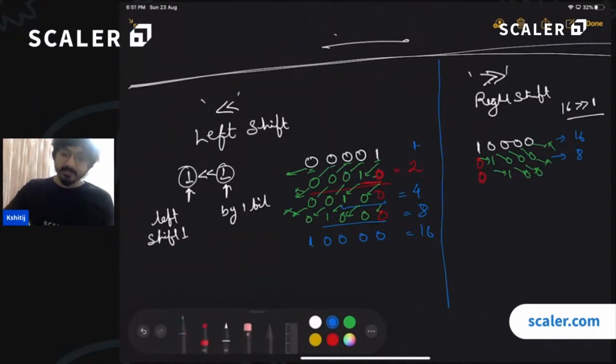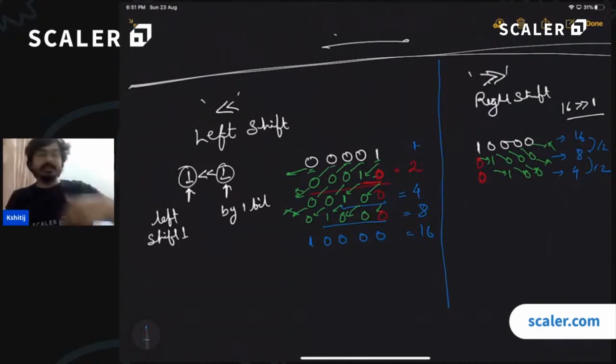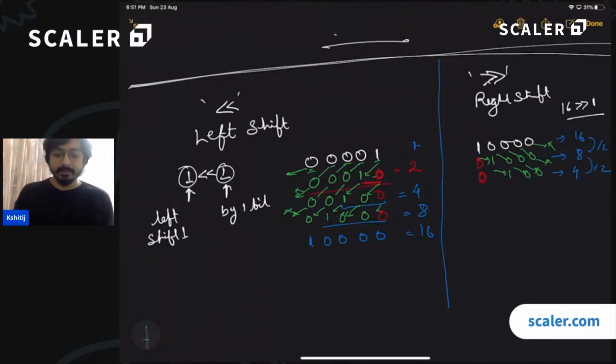This is nothing but 4. So now you can see that you are always dividing by 2, right? So left shift is equivalent to multiplying the number by 2. Right shift is equivalent to dividing the number by 2.